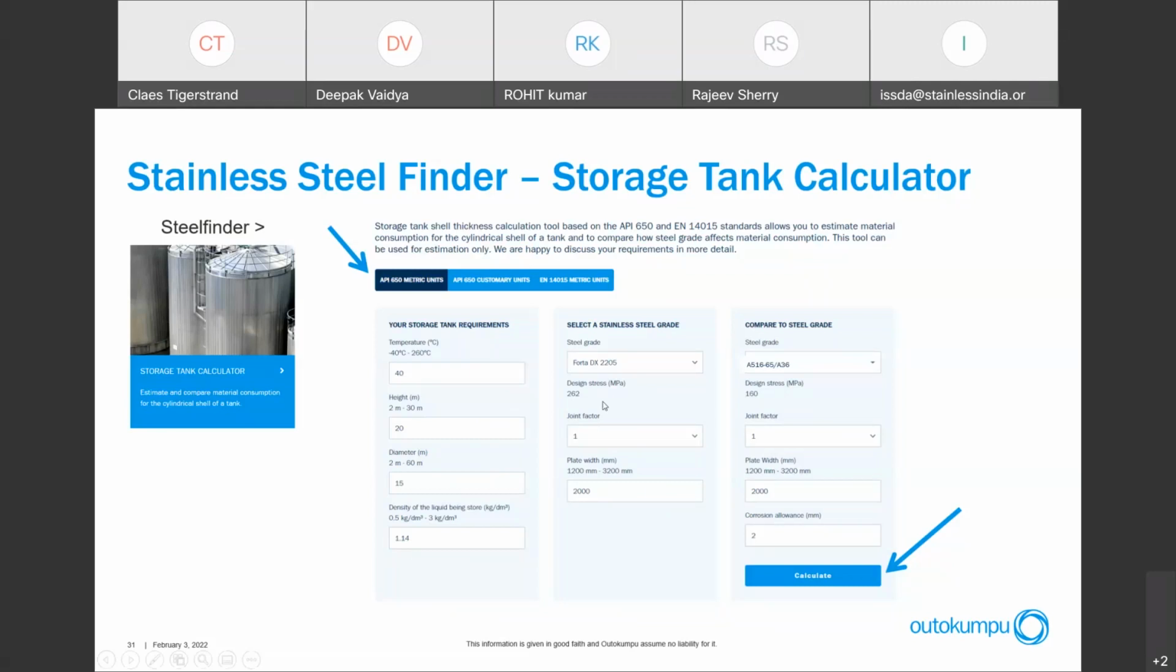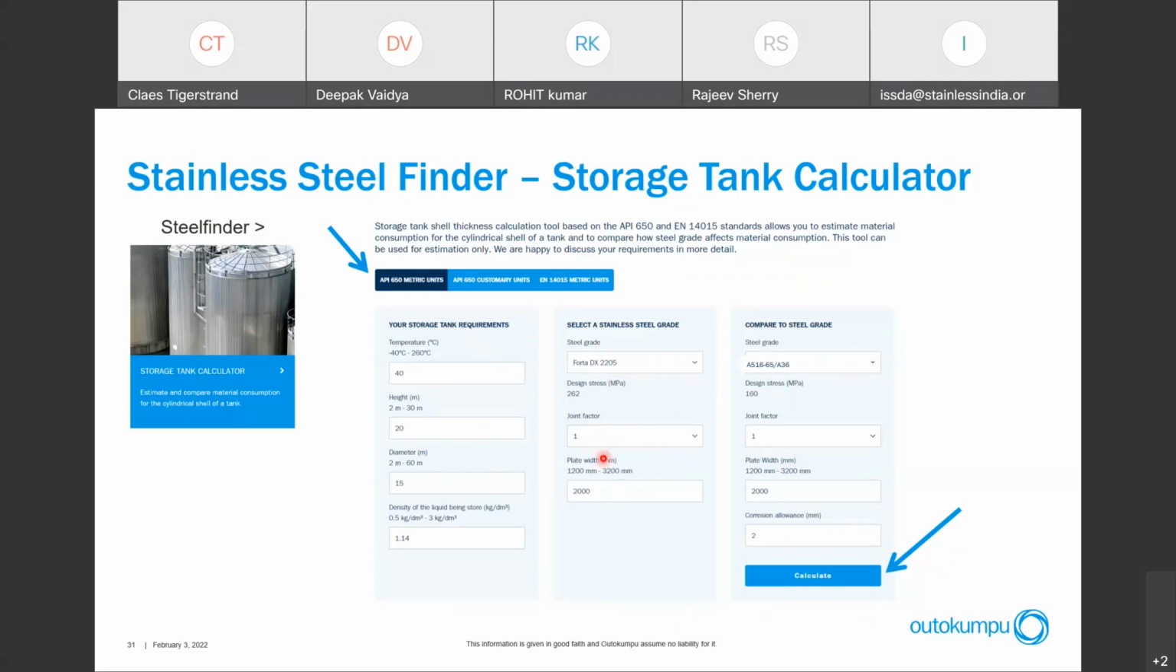So then we select the grade we want to compare. We type in the Duplex 2205 in this case, and we also type in the carbon steel that we want to compare to. So let's type in a carbon steel A36, a common standard carbon steel. We are using 2 meter wide.